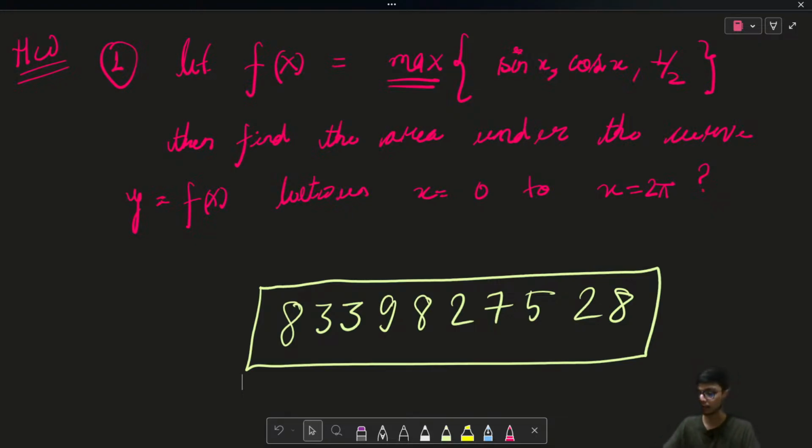So I gave all of you a homework to practice. Let me know in the live chat, have you tried to solve this question or not? How many of you have been able to solve this question? Let me know in the live chat.